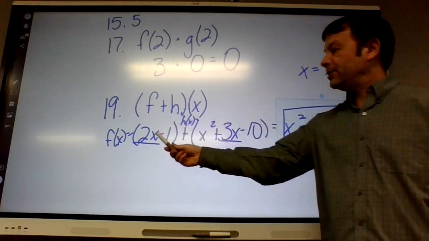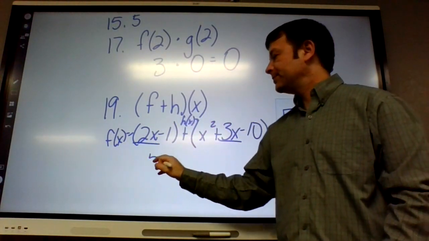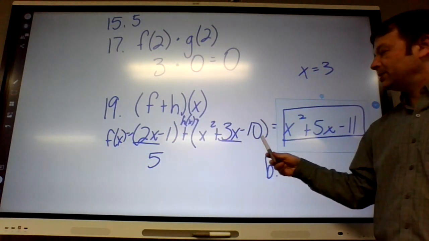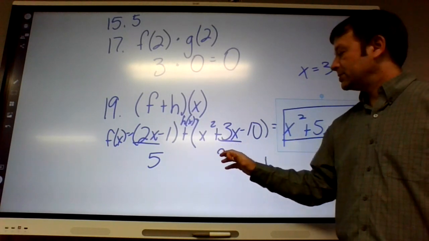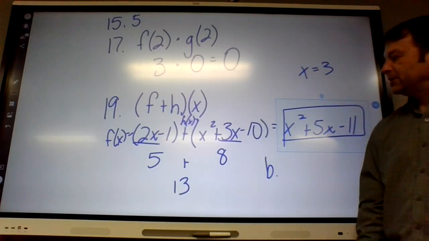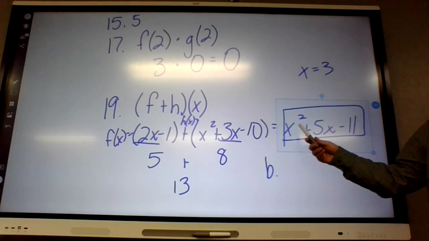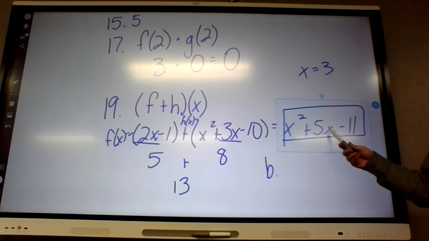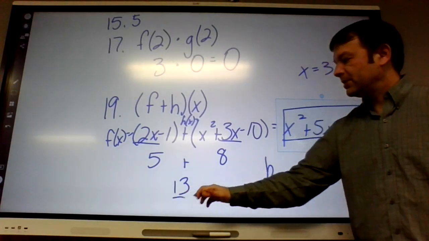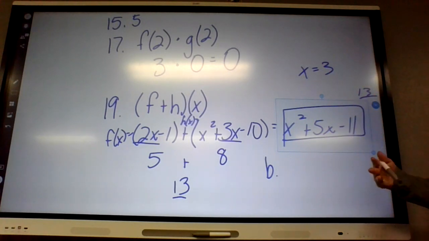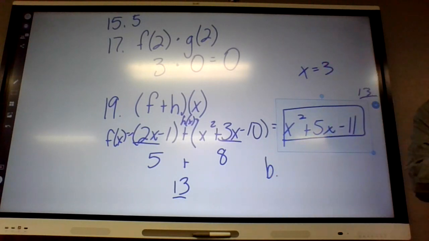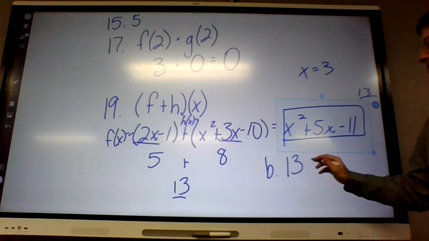So if I plug in 3 over here, that's 2 times 3 minus 1, 5. 3 squared is 9, plus 3 times 3 is 9, minus 10 is 8. 5 plus 8 is 13. And then if I plug in 3 over here, 9 plus 15, 24 minus 11 is 13. So that's what they wanted, to show 13 equals 13. So should we just write 13? Yeah, we'll just say that 13 equals 13.